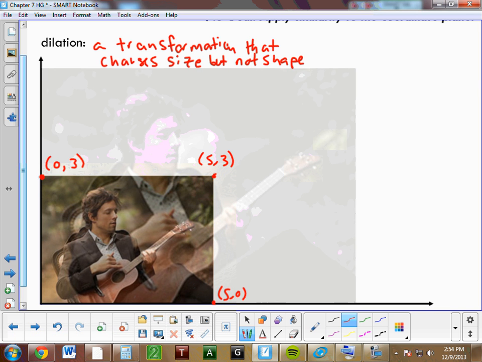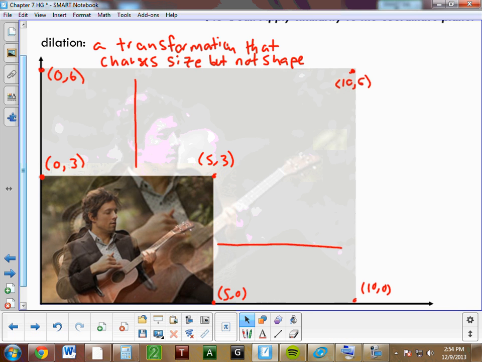Say I just doubled all the coordinates. So I call this 10, 0. I call this point up here 10, 6. And then I call this point up here 0, 6. So what I've done is enlarged it twice the size that it used to be. You notice that it's not just twice the width or twice the height. It's both of those at the same time.